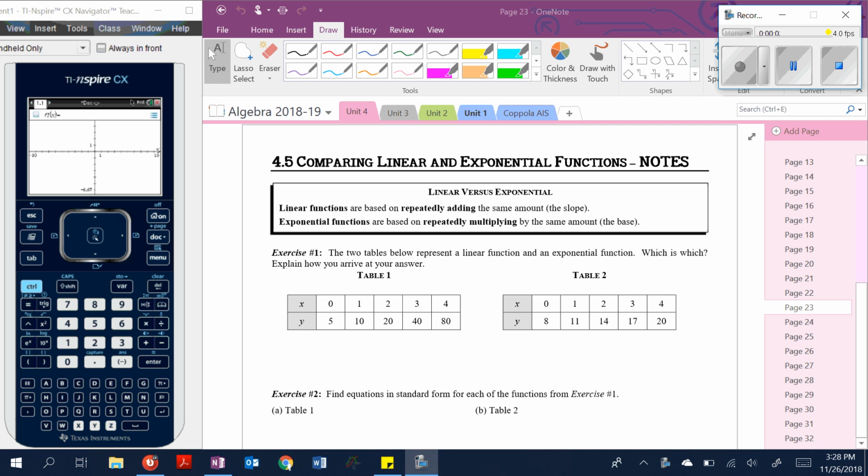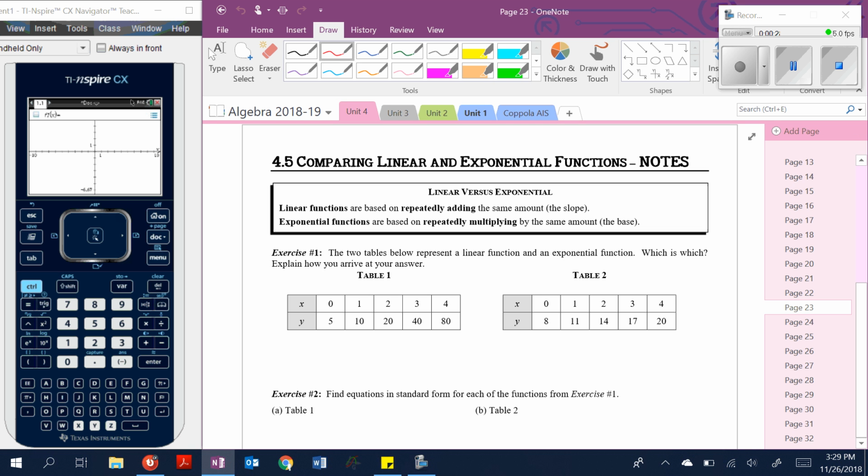You are watching the 4.5 lesson video on comparing linear and exponential functions. At the beginning of this unit, we stopped talking about linear and then started talking about the similarities and differences between linear and exponential. So what we're going to do today is just summarize and look at things a little bit in depth, but nothing really is going to be new today, which is good.